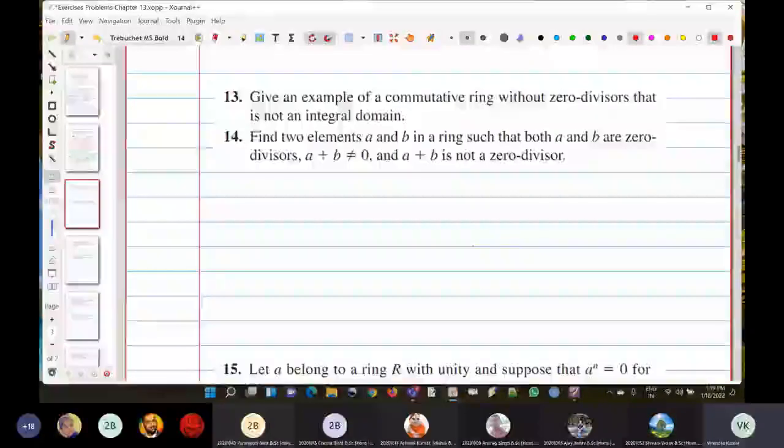Question number 13, give an example of a commutative ring with zero divisors that is not an integral domain. Anyone of you?